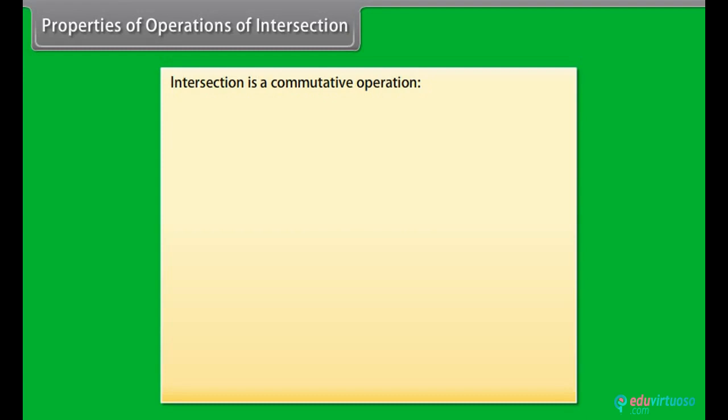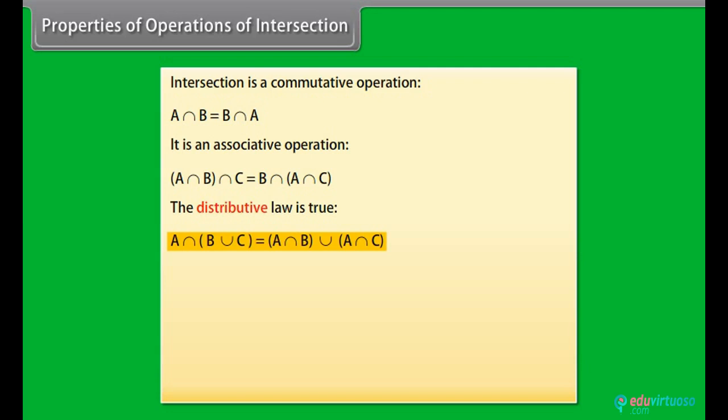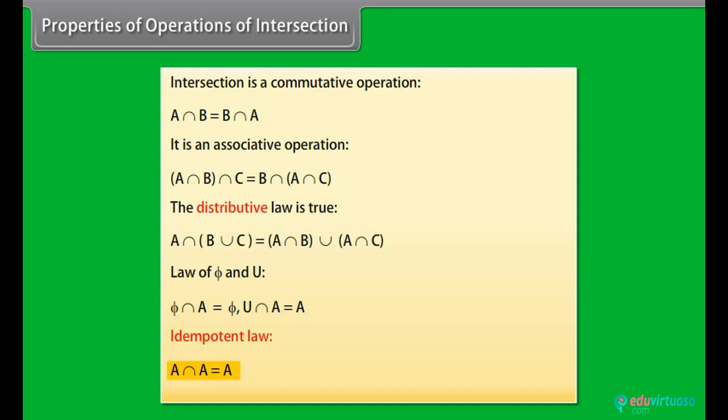Properties of operations of intersection. Intersection is a commutative operation: A intersection B is equal to B intersection A. It is an associative operation: A intersection B intersection C is equal to B intersection A intersection C. The distributive law is true: A intersection (B union C) is equal to (A intersection B) union (A intersection C). Law of phi and U: phi intersection A is equal to phi, U intersection A is equal to A. Idempotent law: A intersection A is equal to A.